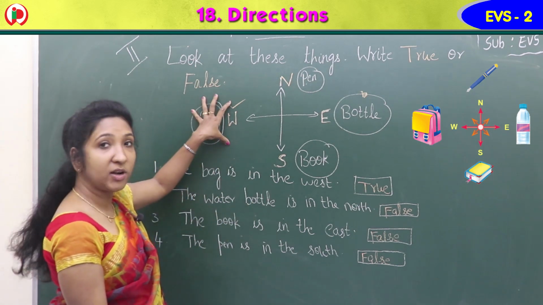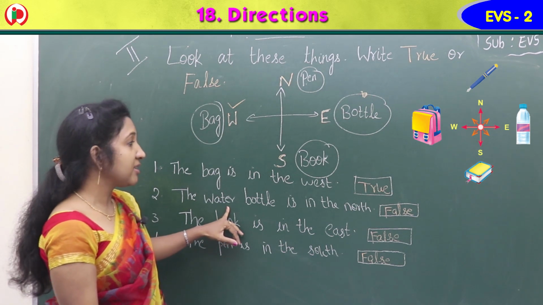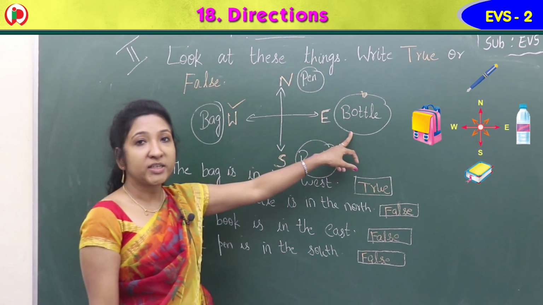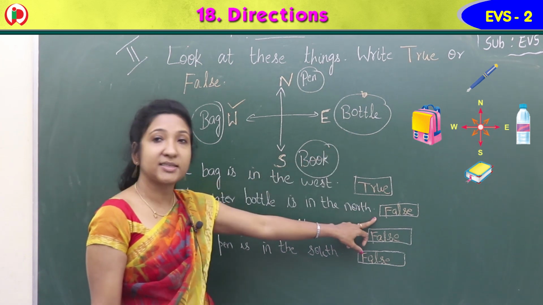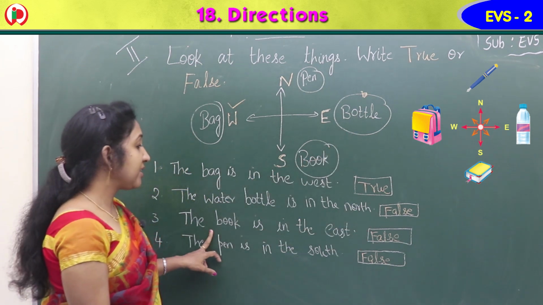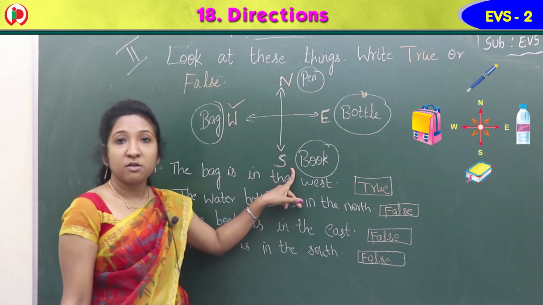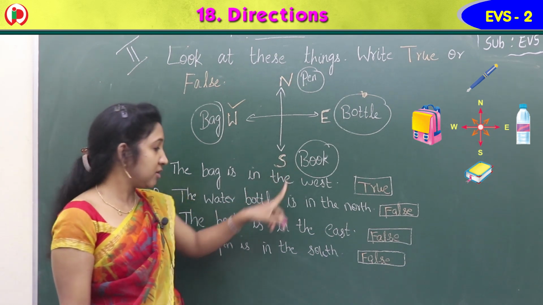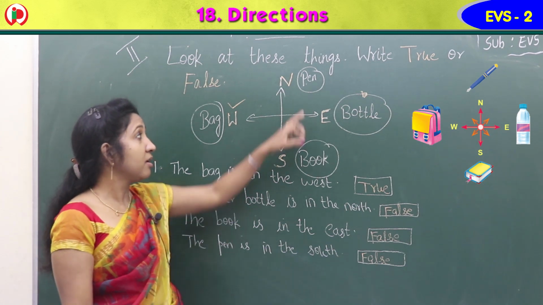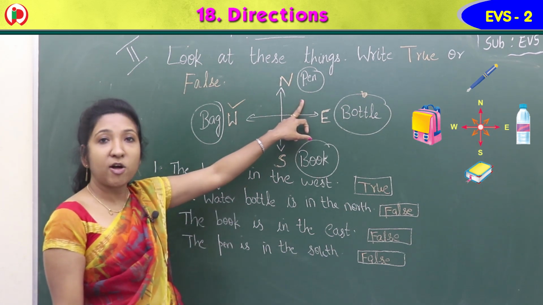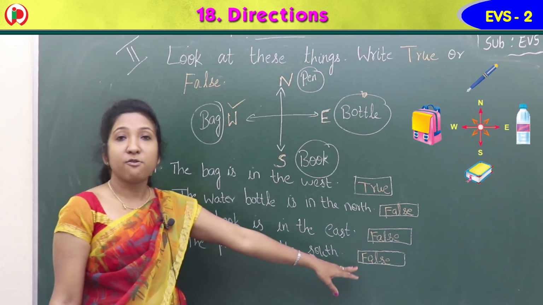So the bag is in the west is true. Bag is in the west only. The water bottle is in the north. Wrong. Water bottle is not in the north. It is in east. So false. The book is in the east. No, book is in the south. So it is false. The pen is in the south. Pen is in the north, not south. So again, false.